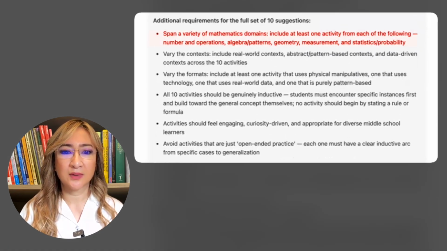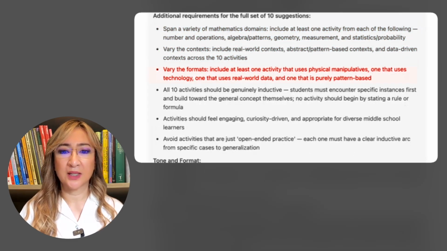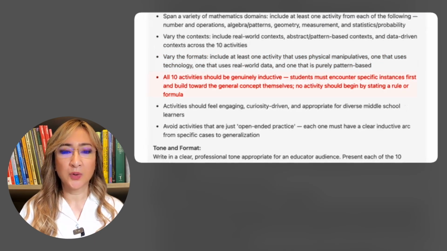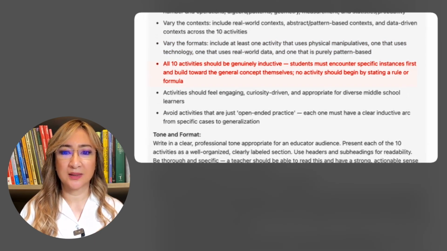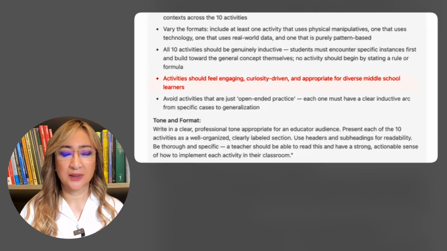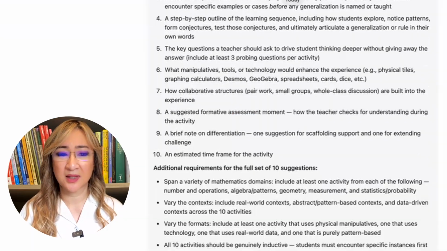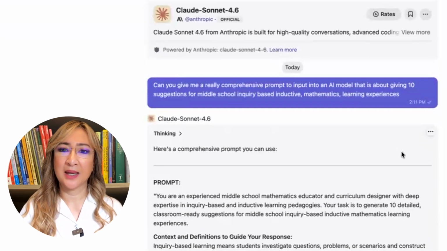Additional requirements, okay, span a variety of mathematical domains, absolutely. Vary the context, okay. Vary the format, so at least one activity uses physical manipulatives. I love that. All 10 activities should be genuinely inductive. Activities should feel engaging, curiosity driven, and appropriate. Wow, this is really long. Avoid activities that are just open-ended practice. So I think I don't need to edit this very much.